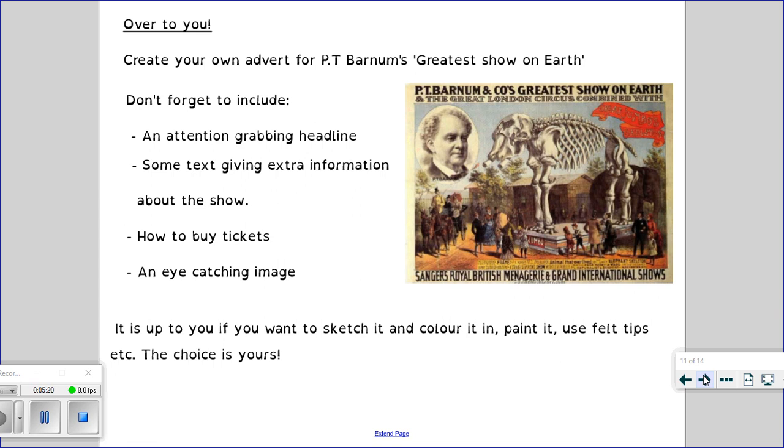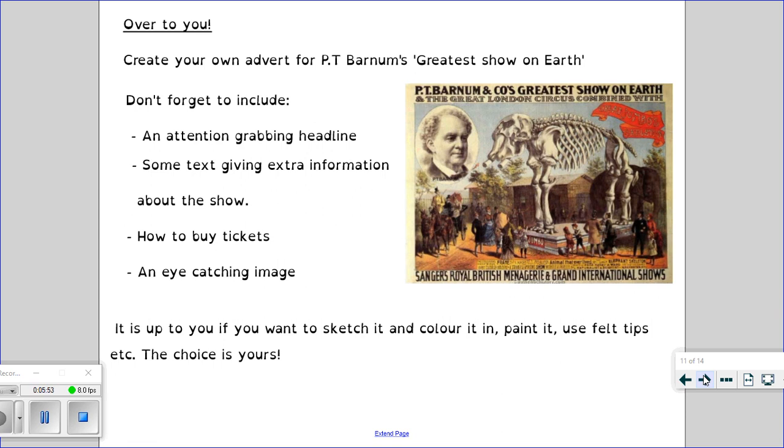Barnum's Greatest Show on Earth. So the things you need to make sure you include would be an attention-grabbing headline, so possibly the name of the circus, some text giving extra information about the show, so what's going to happen in the show, what are the key things that you would like to tell potential visitors about, how to buy tickets, so obviously as well the location of the show would be important, and an eye-catching graphic or image, so something that is going to really stand out.